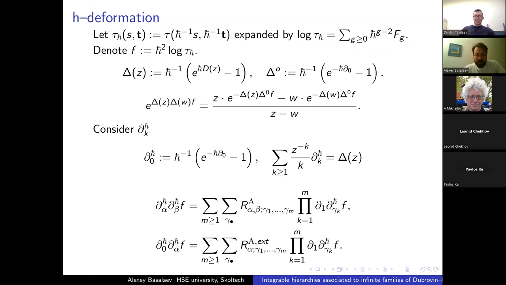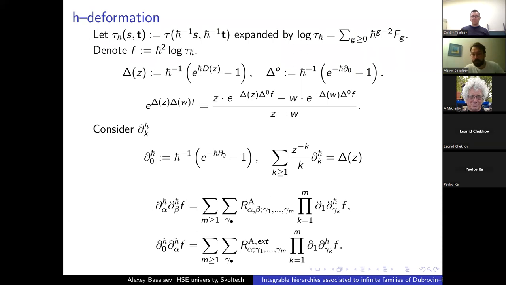But I can say further. You can once again play the same trick and introduce these D operators that now depend also on h. At least in these cases I know, it recovers the full hierarchy.